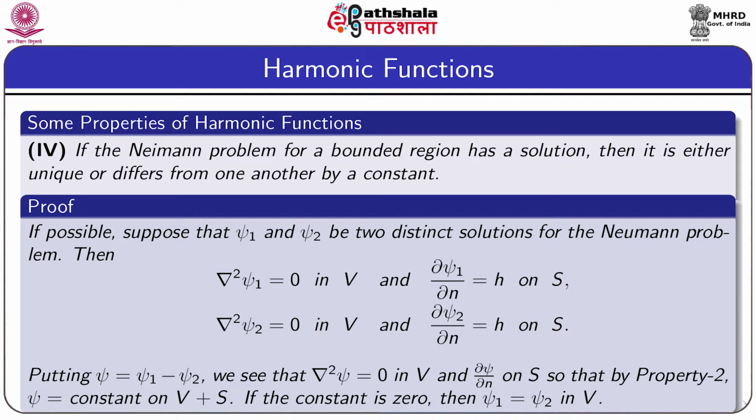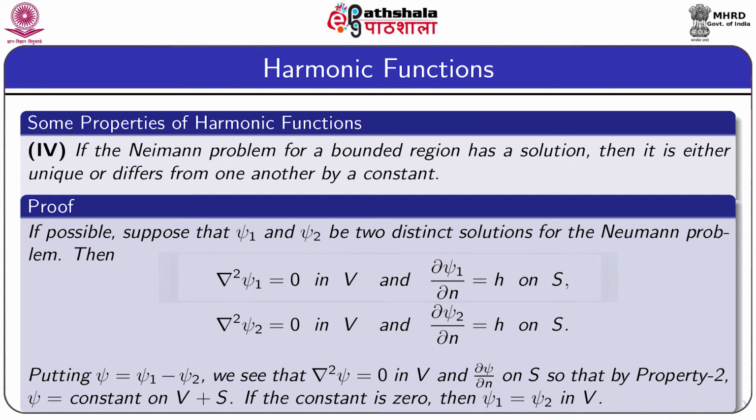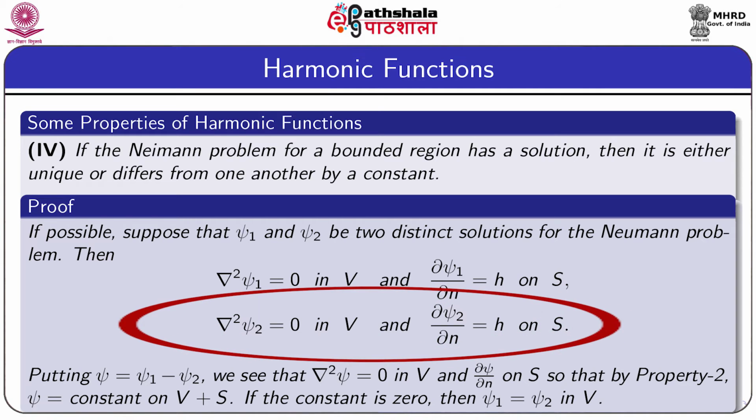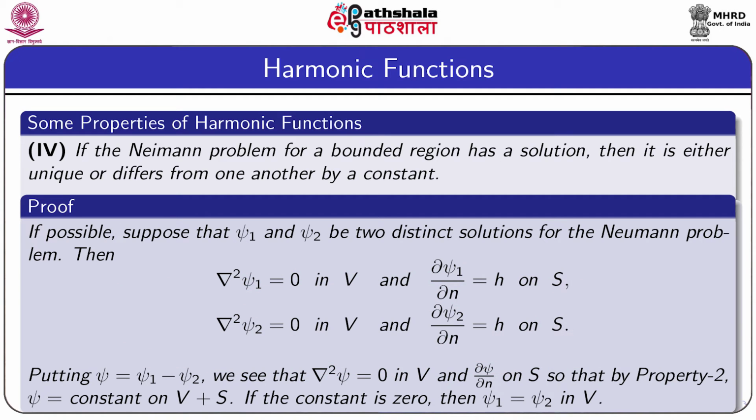If possible, we assume that there are two distinct solutions psi 1 and psi 2 for this Neumann problem. This implies grad square psi 1 is equal to 0 in V and del psi 1 del n equals some known function h on S, and psi 2 will satisfy grad square psi 2 equals 0 in V and del psi 2 del n equals h on S.